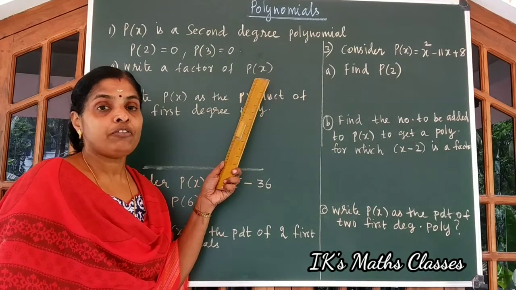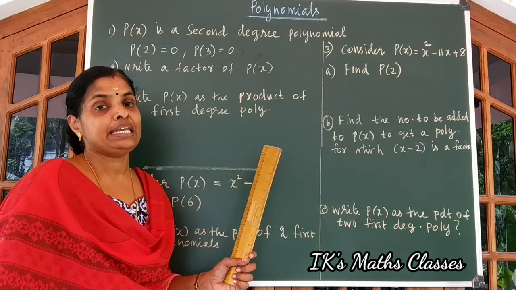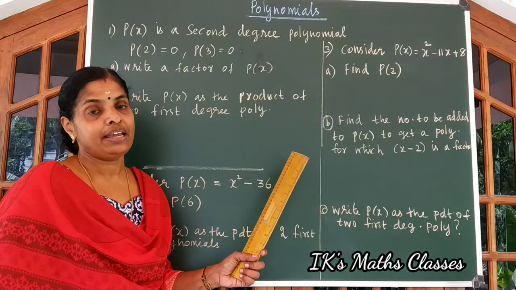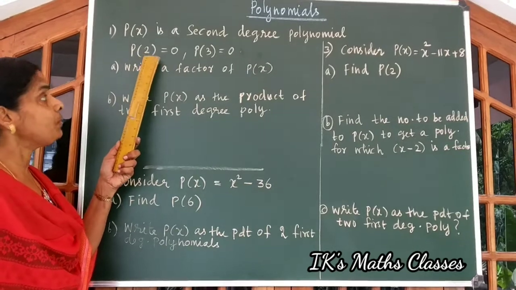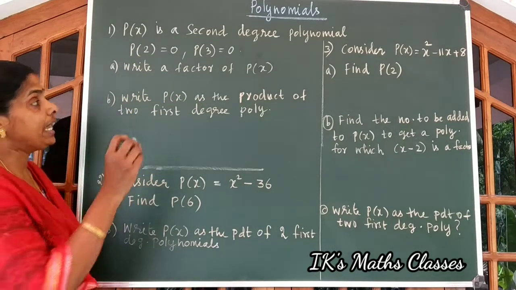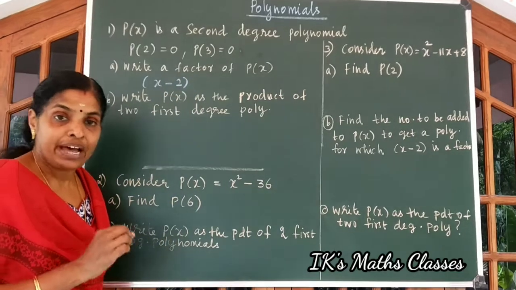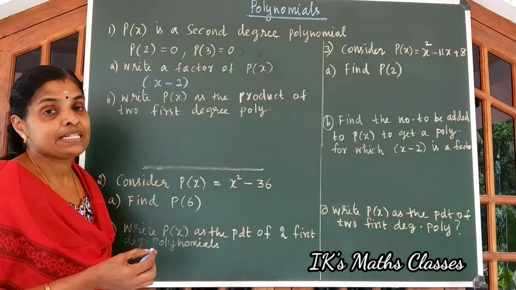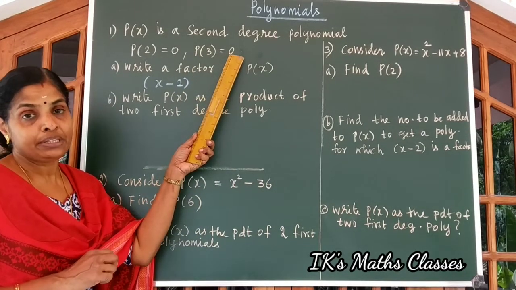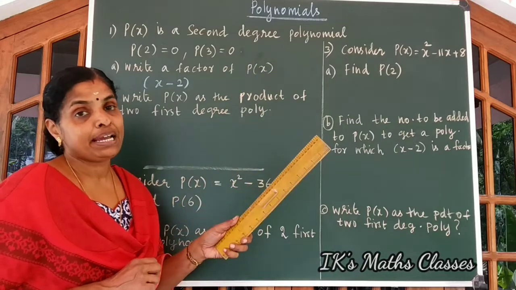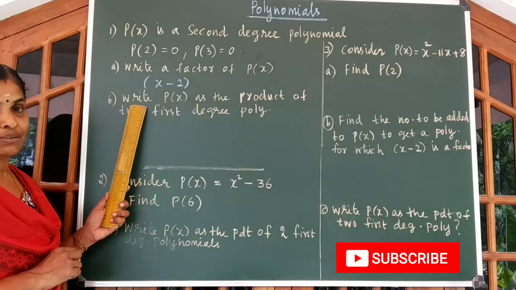We know if P of a is equal to 0, then x minus a is a factor, isn't it? Use that idea here. Since P of 2 is equal to 0, we can say x minus 2 to be a factor of this polynomial. Which is the other factor? P of 3 is equal to 0. Therefore, we can say x minus 3 is also a factor. Clear?